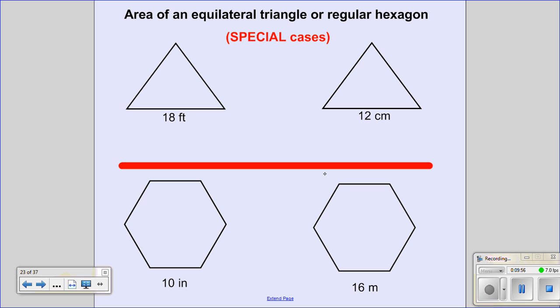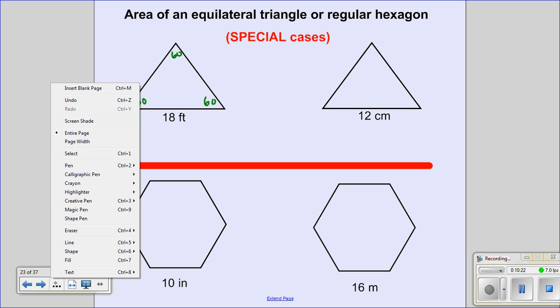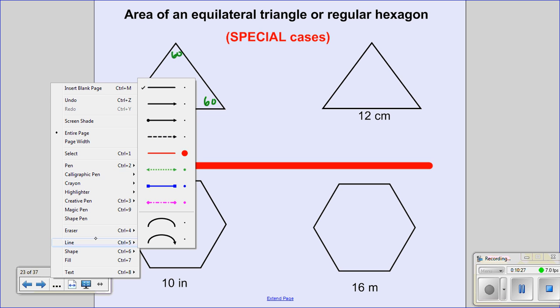Now here are some special cases, when you have an equilateral triangle or a regular hexagon, and you need to find the area. Things to remember about an equilateral triangle is that each angle is 60 degrees. And on an equilateral triangle, the apothem is essentially the height of the triangle.